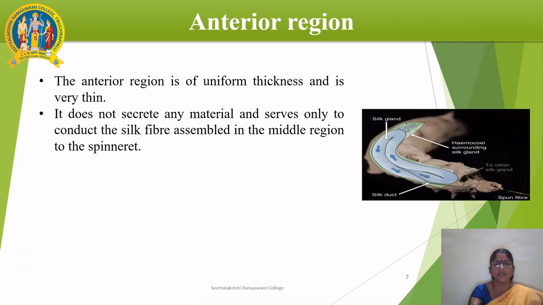Next, the anterior region of the silk gland. It is uniform in thickness and is a very thin region. It does not secrete any material. It serves only to conduct the silk fiber which is assembled in the middle region to the spinneret region.